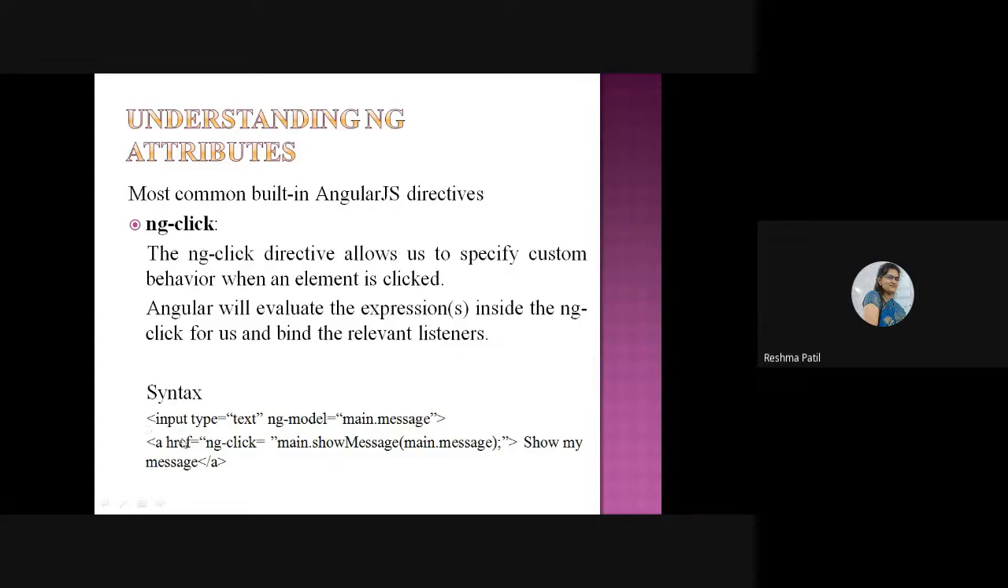This is the syntax. Here is given one example: input tag is there, type is equal to text. Here ng-model, one name is given, main.message, that is given to the ng-model name. Then an a tag, href, and ng-click, this is a directive. ng-click is equal to main.showMessage(main.message). So this name and this name are the same because we are using ng-model plus ng-click. So this is just the syntax. We will see the example of how it is going to work.